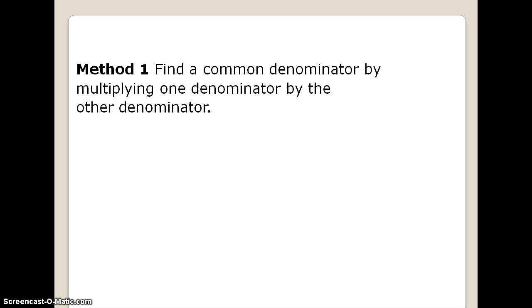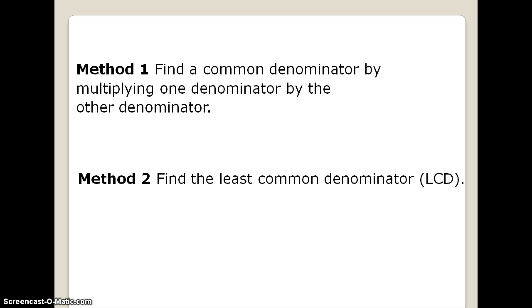There are two methods you could choose from when trying to add and subtract with unlike denominators. Method 1, find a common denominator by multiplying one denominator by the other denominator. This works every time. It's a pretty simple method. The only downfall is that the numbers can get fairly large to work with. Method 2 is that you find the least common denominator. This will assure that the numbers stay as small as possible.